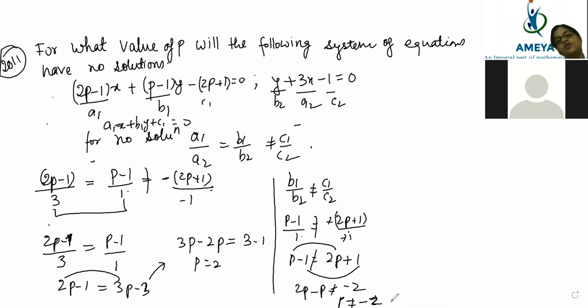P cannot be equal to minus 2, P cannot be equal to minus 1, but P will be exactly equal to 2. If you take first and third, again some value of P you will get. So here P will not be equal to minus 2, P will not be equal to minus 1, but P will 100% be equal to 2. And that will become the answer. So one time with equal to you solve and find P value, one time with not equal to you solve and find P value. So we will go for next question.